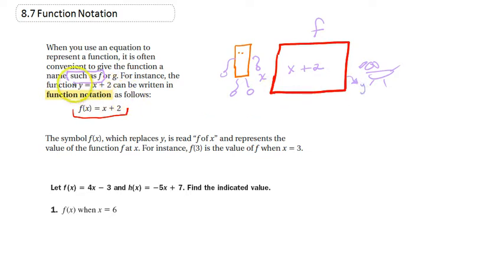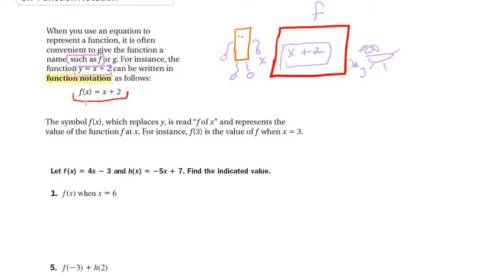Okay, so this is our function right here. So the function of inserting the x will be this. Let's explore this a little further. The symbol f of x, which replaces y, is read f of x and represents the value of function f at x. For instance, f of 3 is the value of f when x equals 3. So in this situation, we're going to put a 3 in for x.